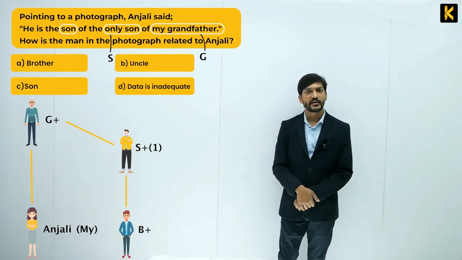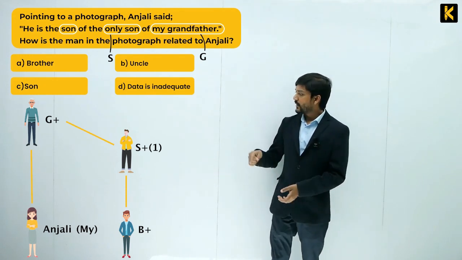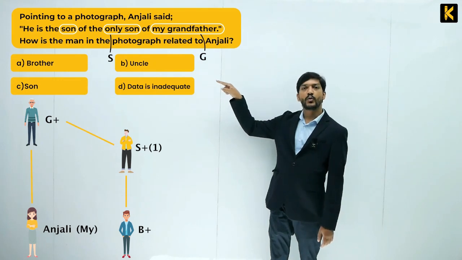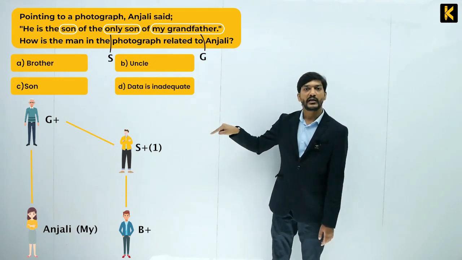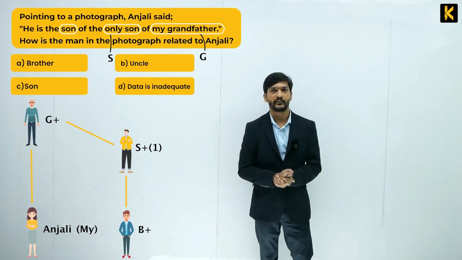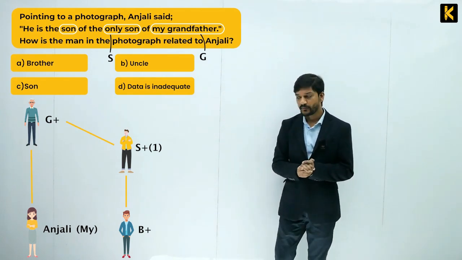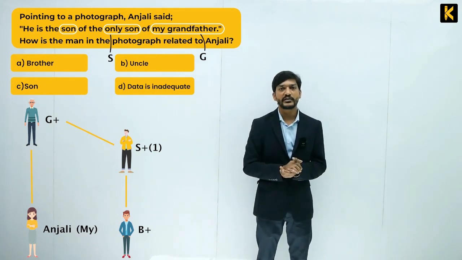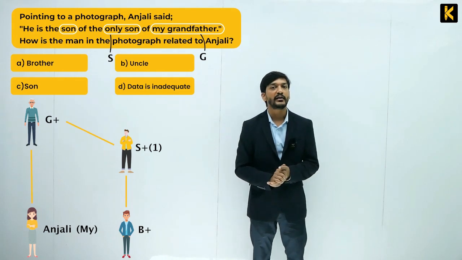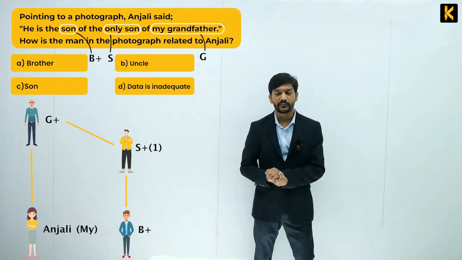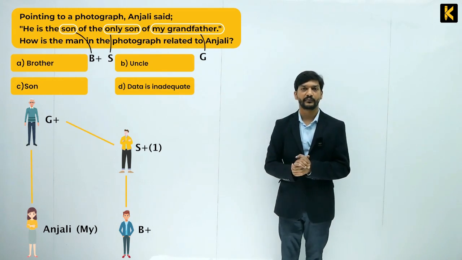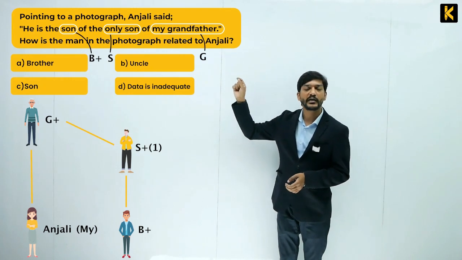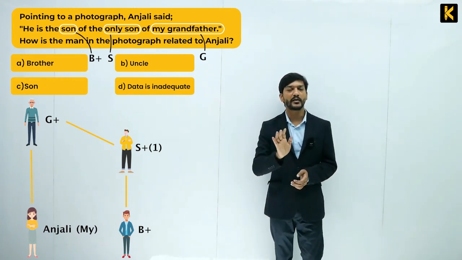Have we read the complete statement? Again read please. My means Anjali. So my grandfather, only son is he. Now read it like this. He is the son. Who have I represented the son with? Which letter have I taken? I have taken letter B to represent the son. So let me show it in the statement. Now read it like this: he is B plus. Don't read the complete statement.